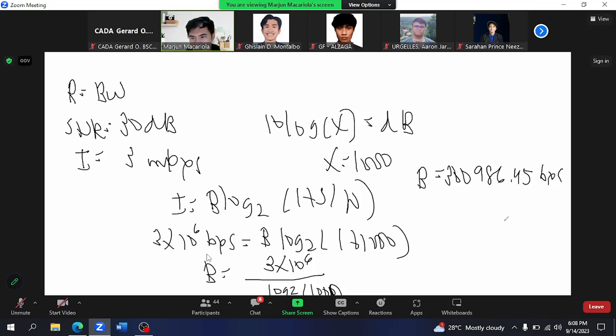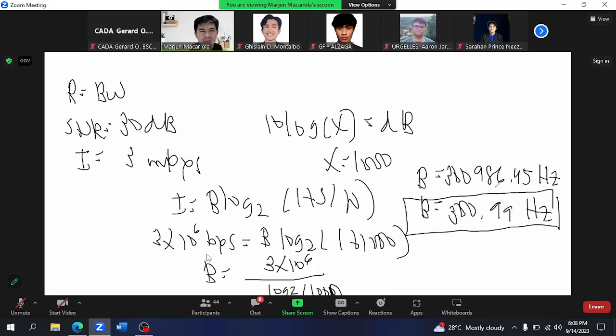396.45 bits per hertz. So ay mali pala yung sagot mo, dapat in unit hertz ha. So bandwidth is equal to 300.99 hertz. Okay? So, yan. Picture nyo. So, the answer is 300.99 kilohertz. I mean. Okay? Na-gets?